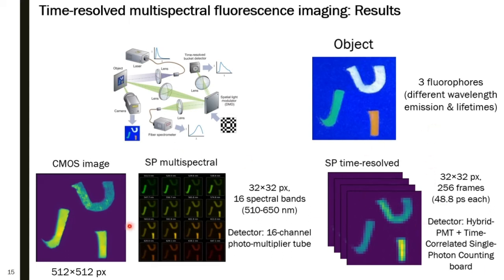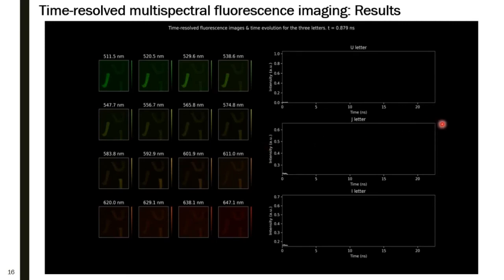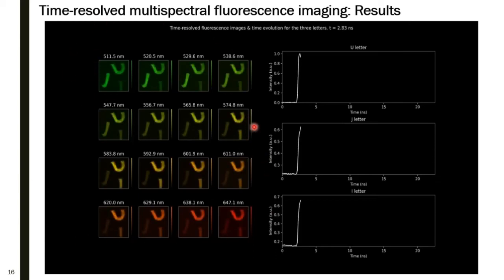So after we gather these 3 data sets, we feed that to the data fusion algorithm, the minimization I was talking to you about before, and then these are the results that we get. So here you're watching the full object in the 16 different spectral bands. And when we illuminate the object, you see the fluorescent signal for each one of the letters, that are these 3 graphs. When the pulse arrives, the fluorescence starts to emit, and each one of the letters presents a different decay time.